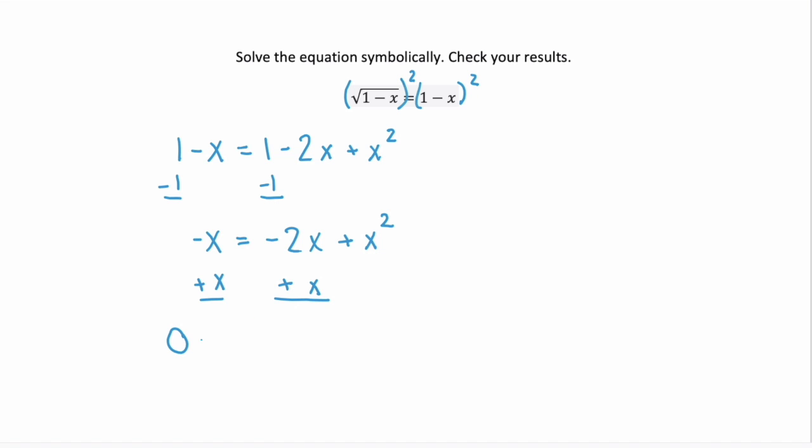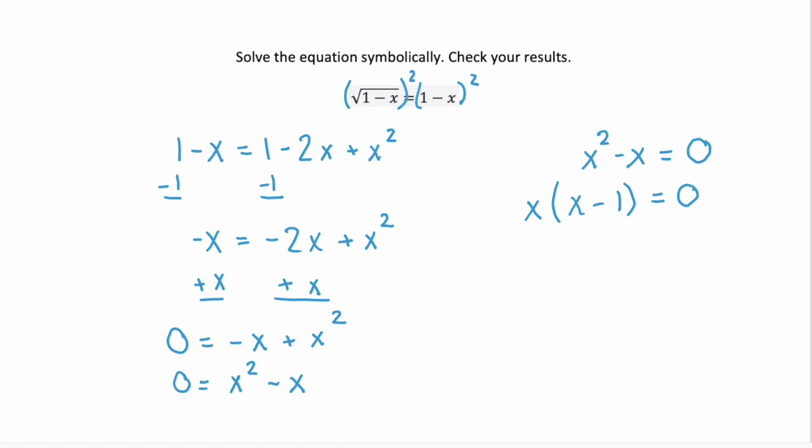And we have 0 equals negative x plus x squared. And we can rewrite this so that our x squared is first. So we have 0 equals x squared minus x. And if we come over to the right, we can rewrite it in standard form. So we have x squared minus x on the left equal 0. Now to solve, we need to factor. And we'll factor out the GCF of x, and we have x times x minus 1 equals 0.